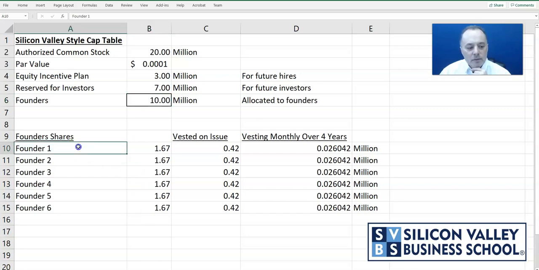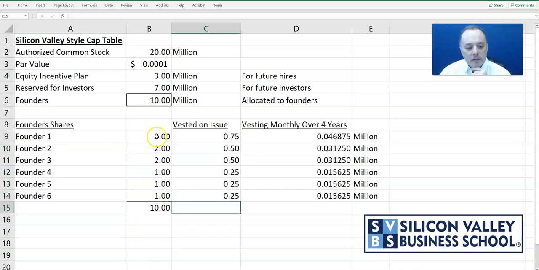But all the founders may not be equal. So you may have a situation like this one where you have one founder that deserves more. She gets 3 million shares. The other 2 founders get 2 million shares, and the other three founders get 1 million shares. And again, you have the vesting process with some of them vesting on issue and some of them vesting over 4 years.